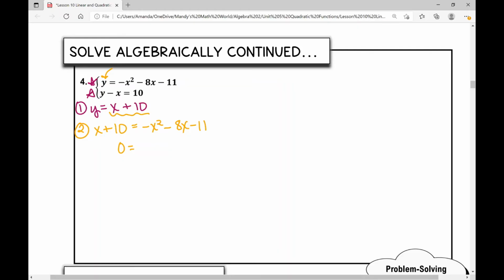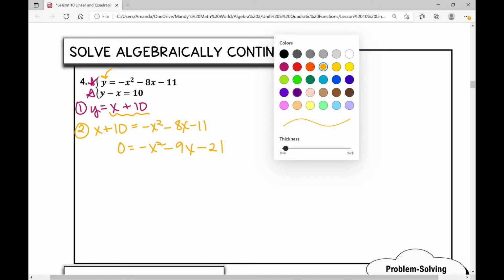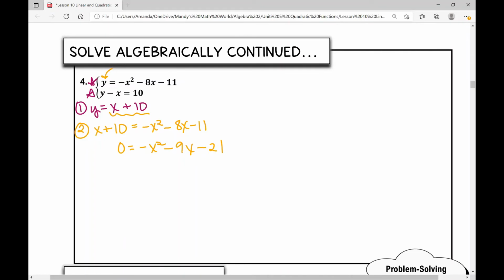So 0 equals, I'm going to subtract x from both sides and subtract 10 from both sides, and I get negative x squared minus 9x minus 21. And then I think about, are there two numbers that would multiply to negative 21 that have a sum of negative 9? And there aren't. So in this case, I'm going to use the quadratic formula. That is kind of my go-to. You could obviously try to complete the square, but my go-to, if I can't factor it, is the quadratic formula. So that's what I'm going to do.